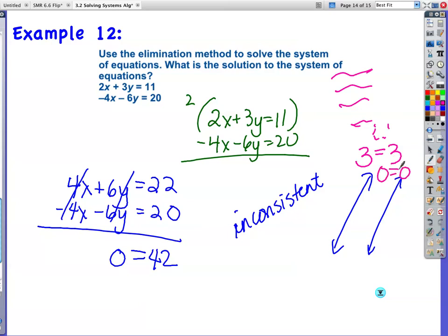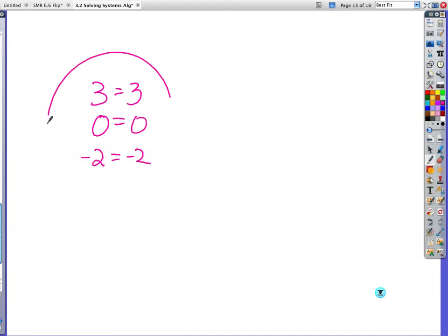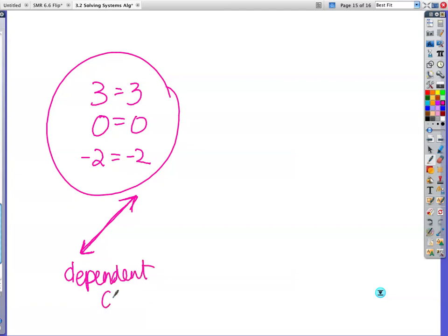When you have those kinds of situations, anytime, sorry, I just took that off the screen. Here we go. Try again. 3 equals 3. Or 0 equals 0, or negative 2 equals negative 2. That is when you have lines landing right on top of each other. Okay, so you would say they are dependent and consistent.